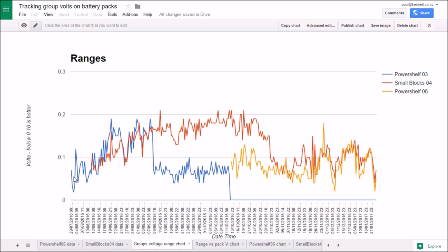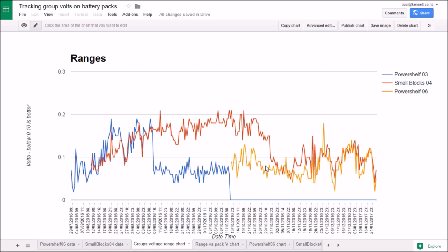The blue line is the first power shelf, which I did not sort the cells in that pack very well. After about a month of watching it getting worse and worse, I thought, bugger this, I'm going to resort the whole pack. It's a 1 kilowatt hour pack. I'm going to resort that and do the job properly. And the end result of that was that I got a much better, much smaller spread between the highest and lowest groups in the pack. So that's quite an impressive result.